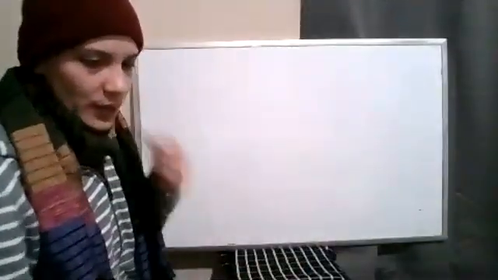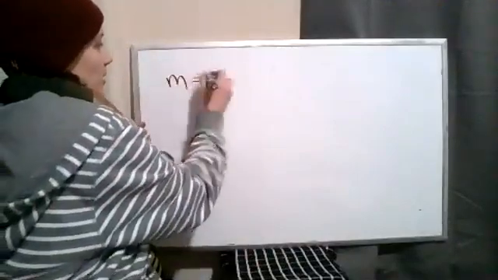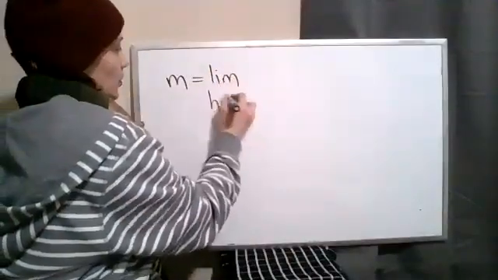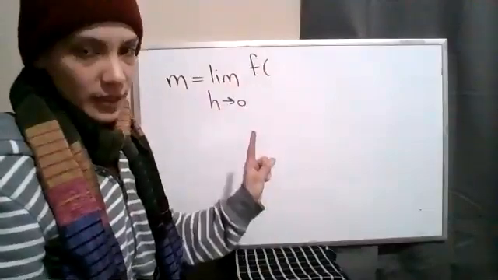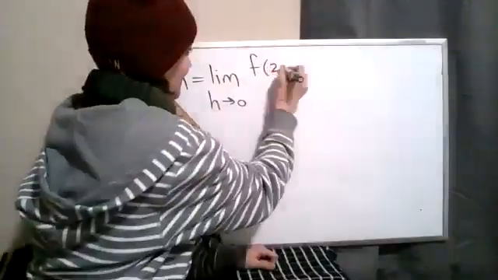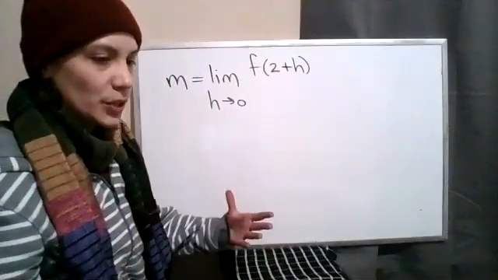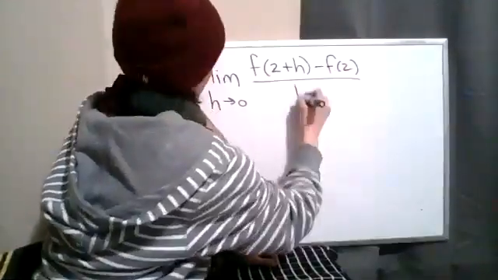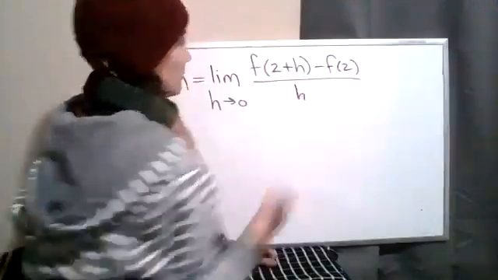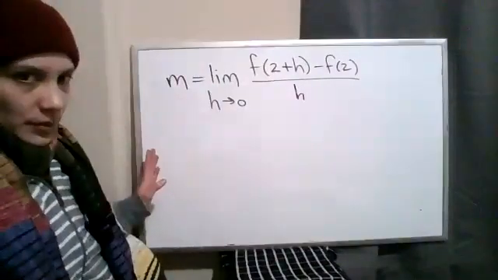So I feel like the work we did was okay. It's just I want to be more specific. So we're doing the limit for the slope as the limit as h goes to 0 of f of 2 plus h, and then f of 2, over h. Okay, so it's the same sort of idea. The limit as h goes to 0.